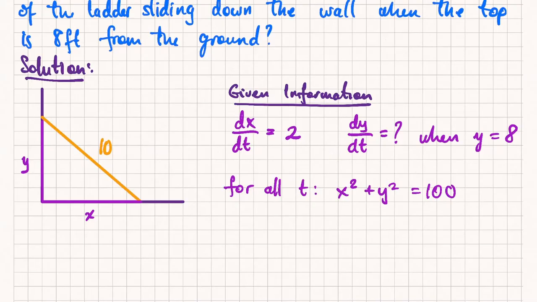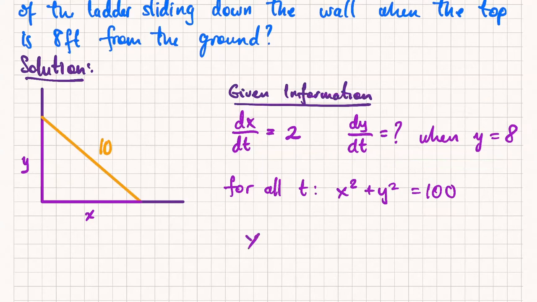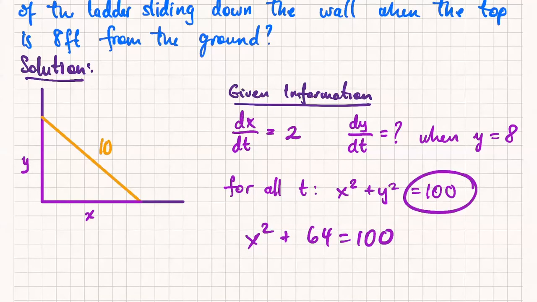So the most common mistake in these types of problems is substituting in some of this information too early in the problem. For instance, a student writing down maybe x squared plus 64 equals 100, and then thinking they can start taking derivatives. Or treating the length of the ladder as if it were not a constant, right? Why does it not make sense to do that?